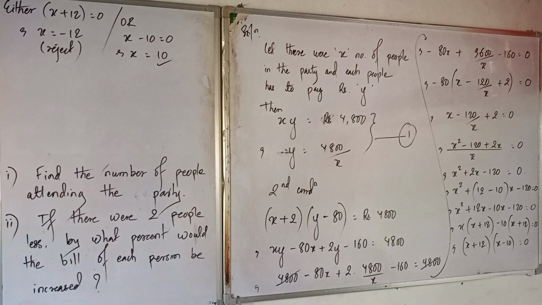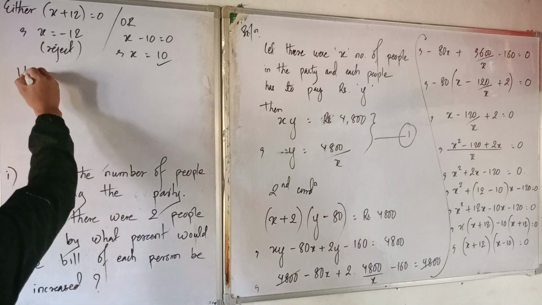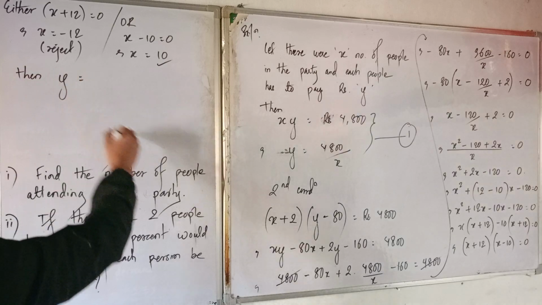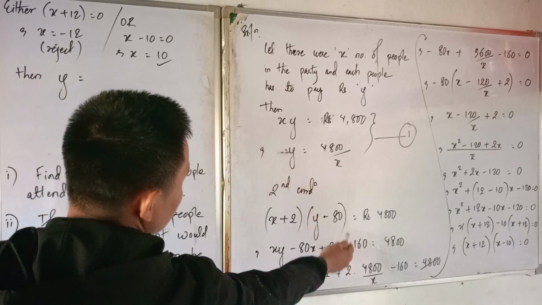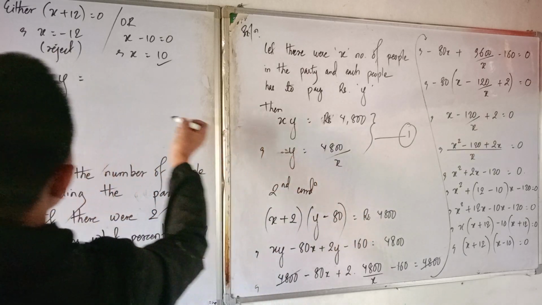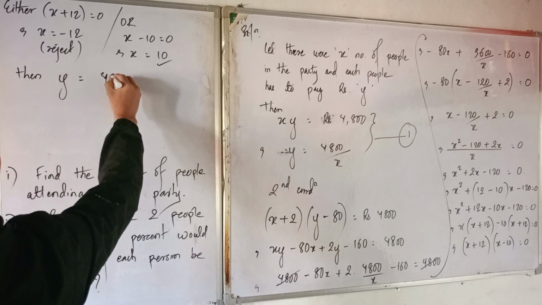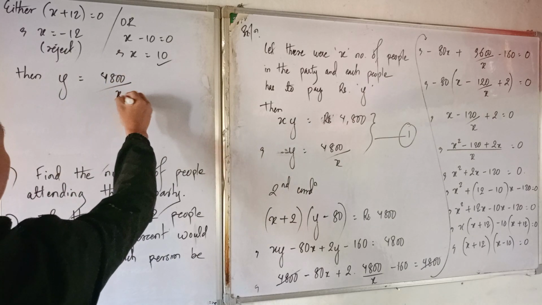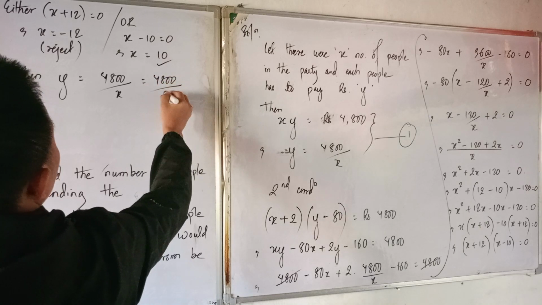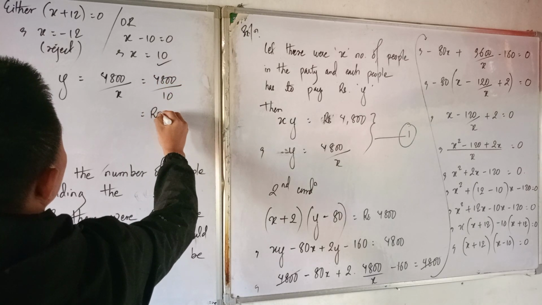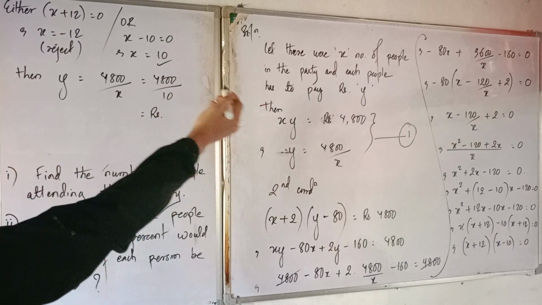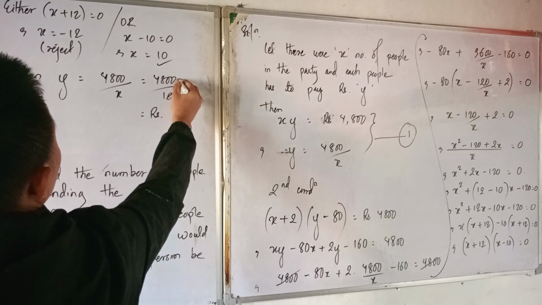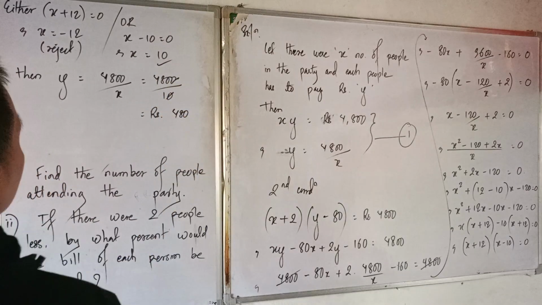never represent in minus sign. So x is the number of people. So x we got 10. Then what will be the value of y? You can substitute the value in this also, or in s. Then y is equal to 4800 divided by x, which is 4800 divided by 10. This is rupees. So y represents cost per each person. So this will be 480 actually.